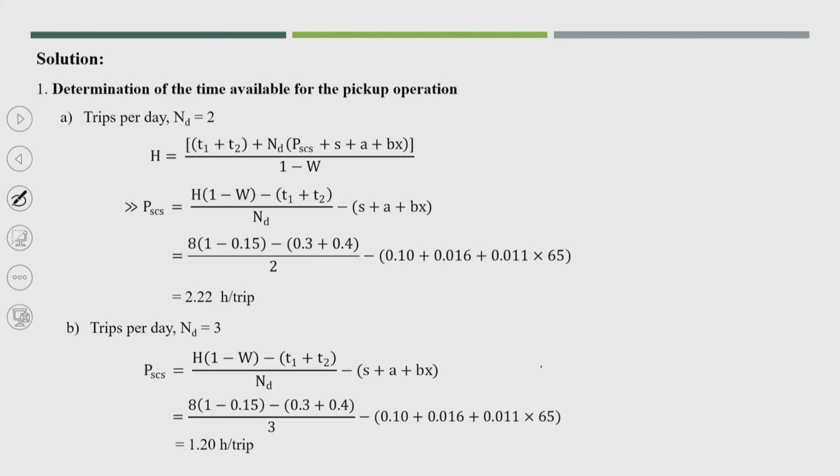So, you see here for ND2 the number of trips per day will be required more, pickup time, and here pickup time is less in ND3. So, it is a very obvious answer.